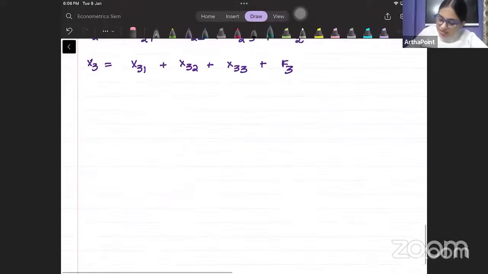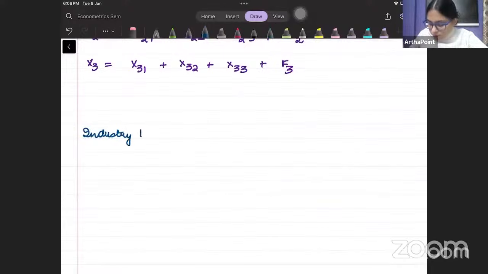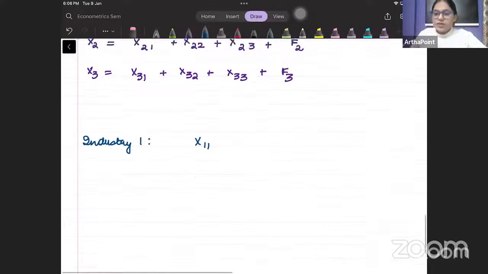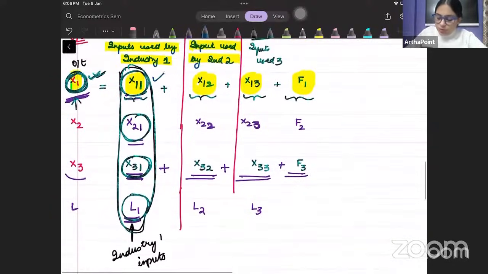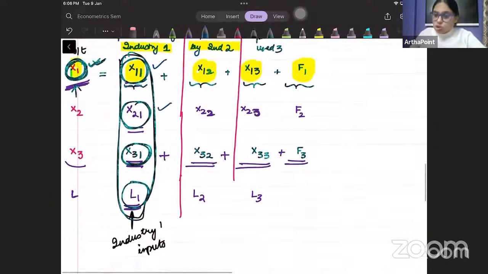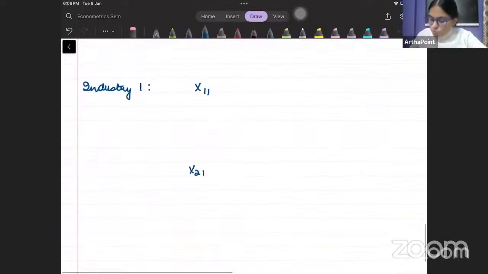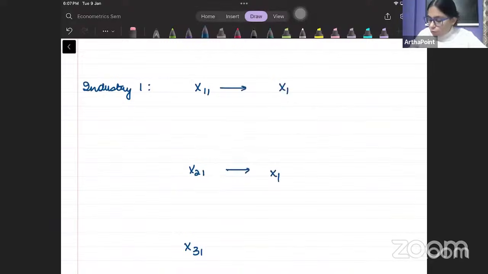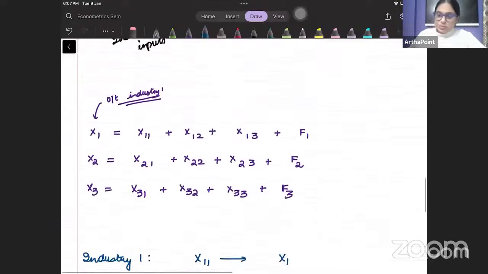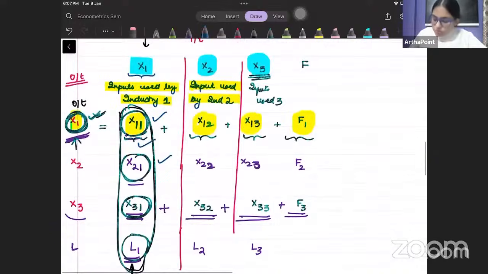तो I can say that industry 1 ने X11 यूनिट्स यूज किए इनपुट 1 के, X21 units it used of input 2, X31 units it used for input 3 to produce X1 units of the output. Output कितना बन रहा है बच्चे? X1 units. It used this much input, this much input, this much input to produce X1 units of the output.